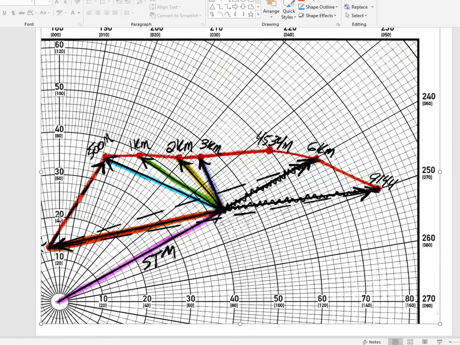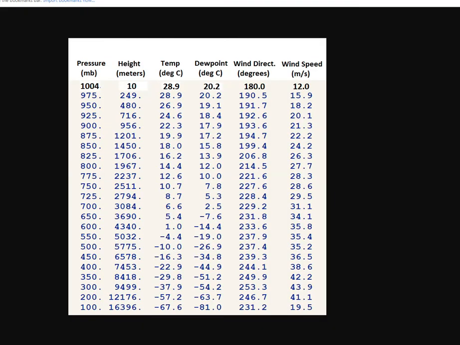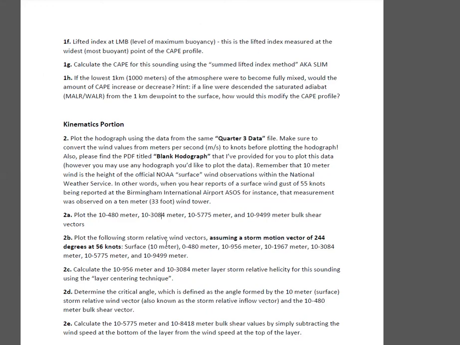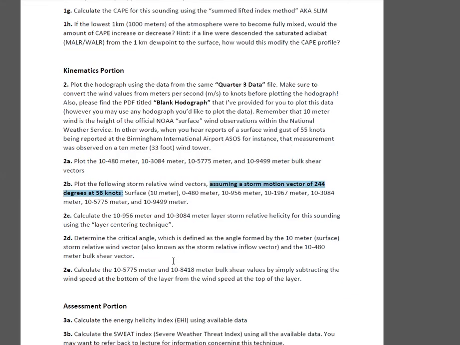But the bulk shear vectors, once you have the hodograph drawn, this red line, they're very easy. All you do is draw it from the 10-meter wind observation to the point you're looking to find the respective bulk shear vector for. So 6 kilometers is here, 9 kilometers is here. Okay? Let's move on and see what else we need to do. See, that was assuming the storm relative wind. So we've done this. I give you the storm motion I'd like you to use for your hodograph to find all these values.